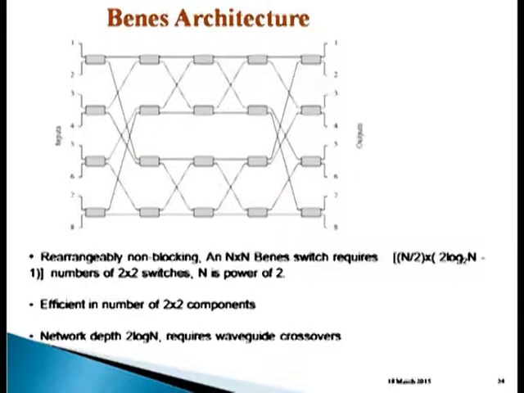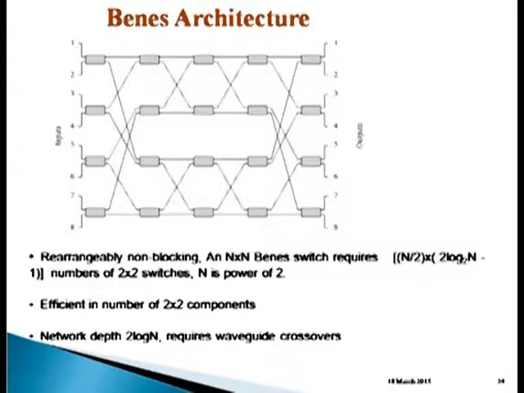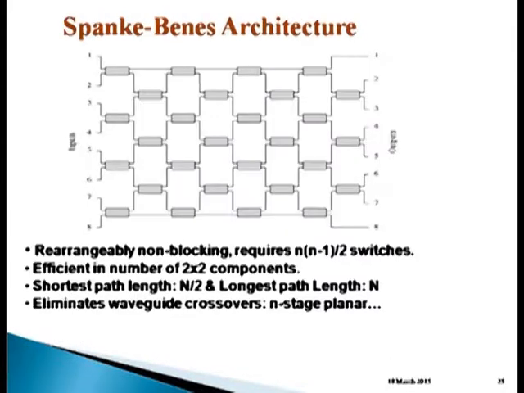So can we come up with a combination of the two architectures? Can we use the good thing of Benes architecture and the advantage of Spanke architecture, and come up with a different architecture covering the advantages of both? Yes, we can: the Spanke-Benes architecture. Now you can see we are designing an 8 cross 8. However, the number of switches is a little higher than in the Benes architecture. Earlier in the Benes architecture, for 8 cross 8 we required only 20 switches, but now we require around 28 for 8 cross 8.